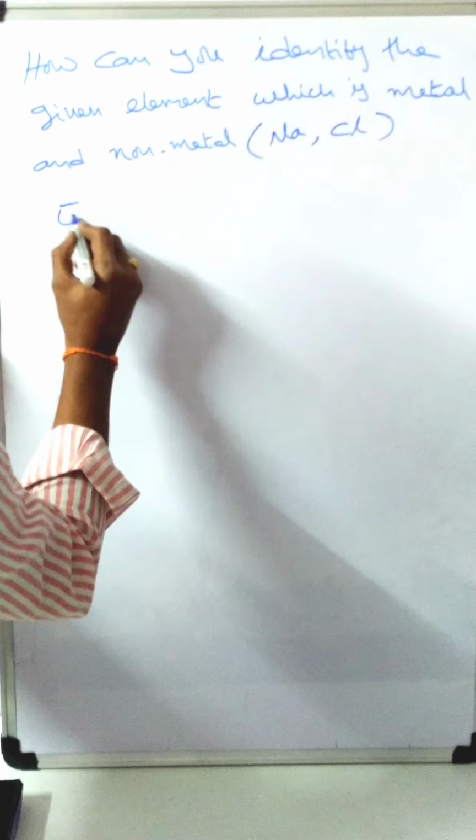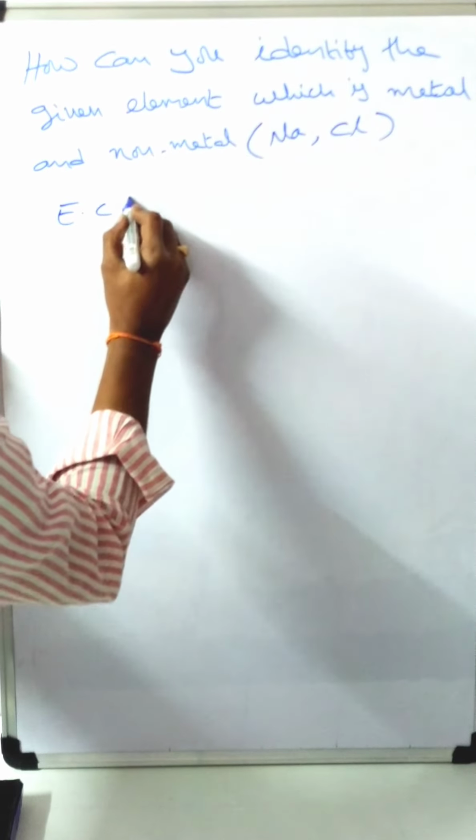Dear students, look at this question. How can you identify the given element, which is metal and non-metal? Here sodium and chlorine elements are given. First, you have to write about the sodium electronic configuration.